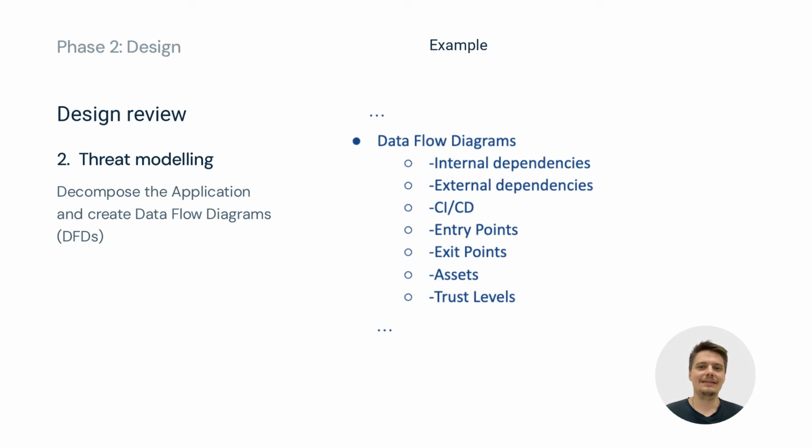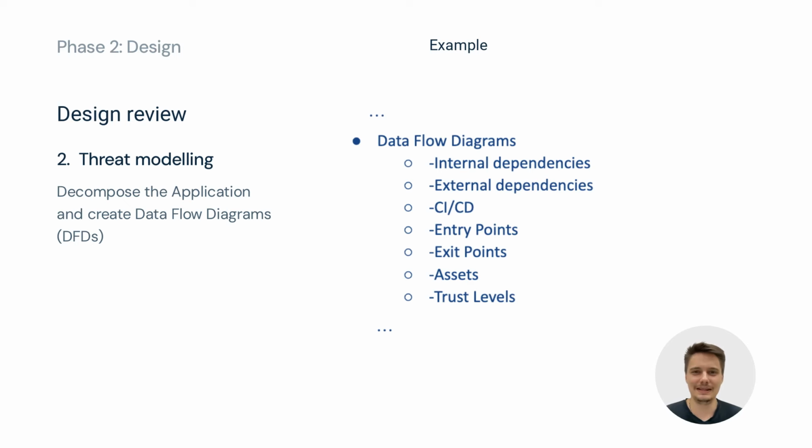External dependencies. Every application relies on external libraries or services. Analyze these for potential vulnerabilities, ensuring that they are up to date and come from trusted sources. CI/CD configuration. Continuous integration and deployment configurations should be scrutinized. A misconfigured pipeline could introduce vulnerabilities or become a target for attacks itself.